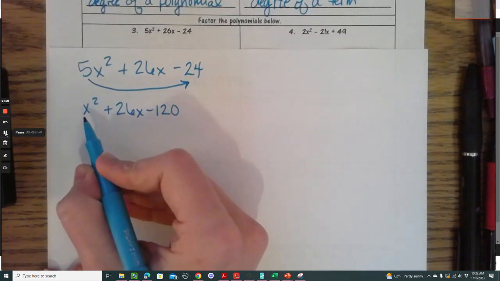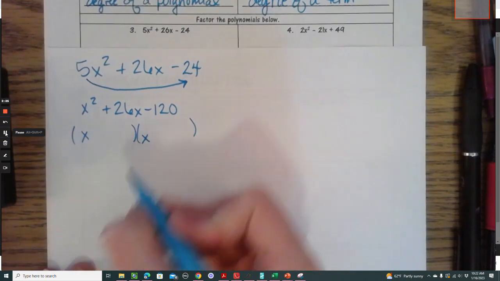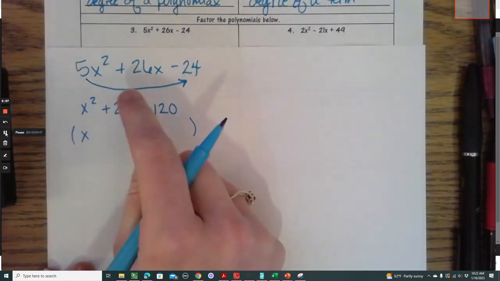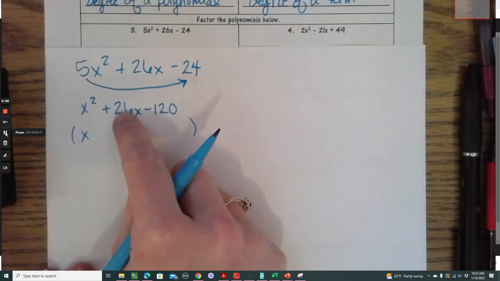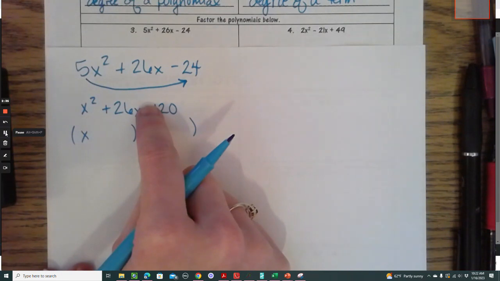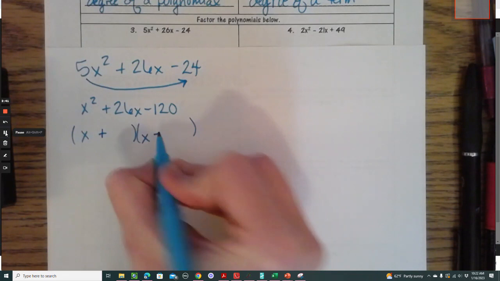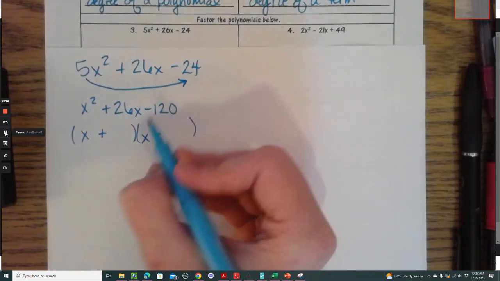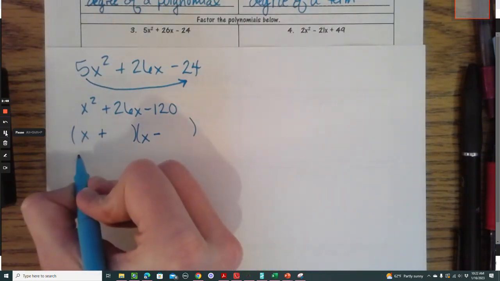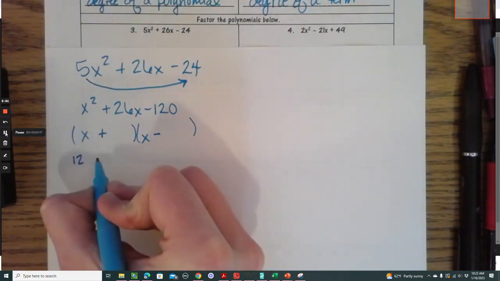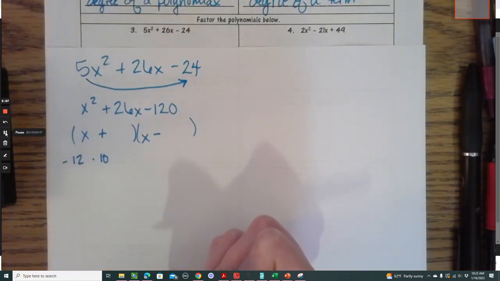So we know if this is an x, we're going to be x and x, right? All right, so I need two numbers that multiply to make a negative 120 and add to make a 26. Now, since these signs are different, we know one of these is going to be a plus, one of them is going to be a minus. So right off the bat, let's see, what are two numbers that'll multiply to make a 120? 12 times 10. But no matter how I add those, it's not going to add up to 26.